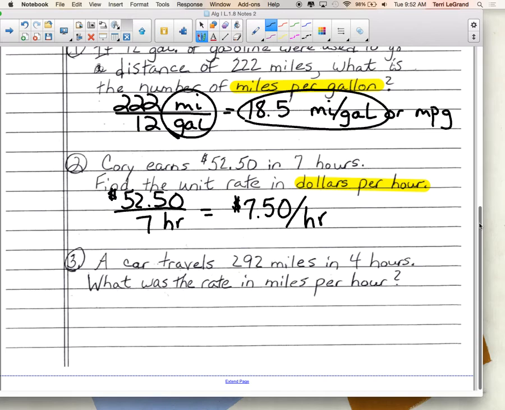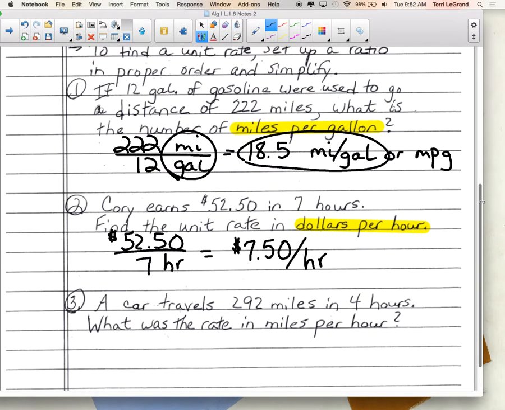So one of the things that we want to make sure that we pay attention to again is we can't necessarily go with the order the numbers were in the problem. 12 came first in problem 1, followed by 222. If we would have put 12 over 222 and divided that out, what would we really have been calculating? What would that have gotten us? 12 over 222, 12 gallons over 222 miles.